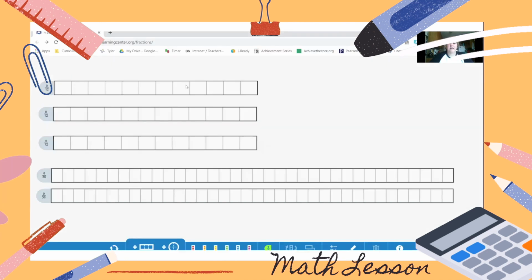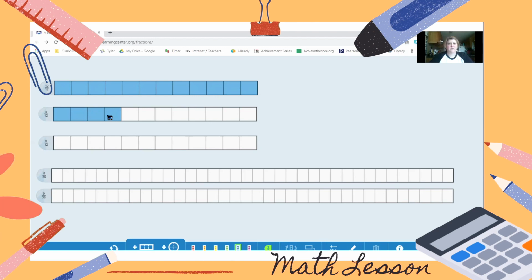So on here I have fraction strips that are divided into 12 pieces. I'm going to color in that 1 4/12. One whole, so I'm going to color in the whole thing. And then I'm going to shade in 4 out of 12. 1, 2, 3, 4.